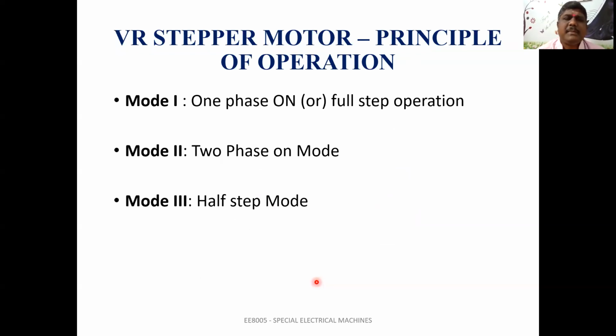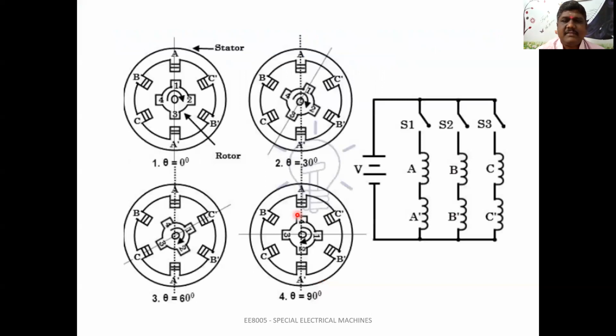Now, the complete principle of operation will be explained with three modes. The first one is one phase on, or full step operation, which will have a different name. The second will be the two phase on mode. The third will be the combination of mode 1 and 2, that will be half step mode. Now, I will be explaining.